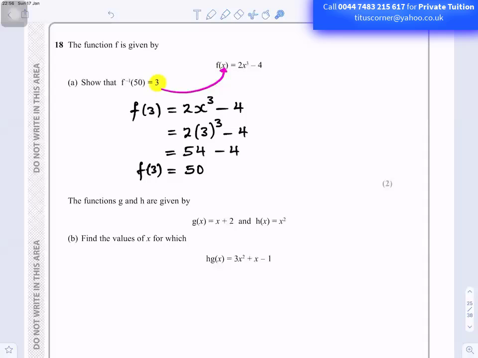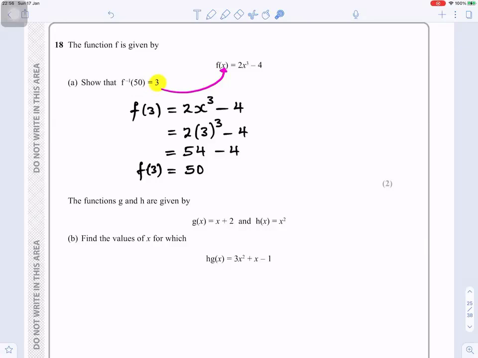Question number 18. The function f is given by f of x is 2x cubed minus 4. Show that f inverse of 50 is equal to 3. So if we substitute, we have f of 3. It will give us 2 times x cubed minus 4. We put 3 in there. 2 times 3 cubed minus 4.